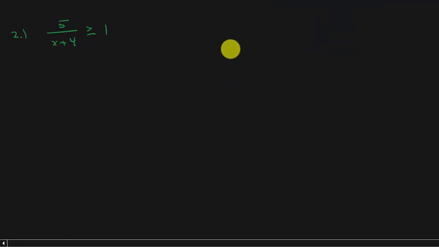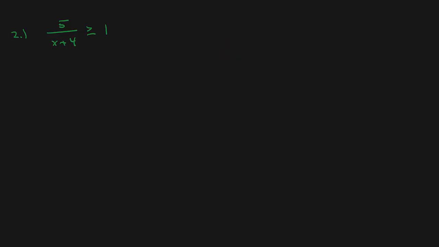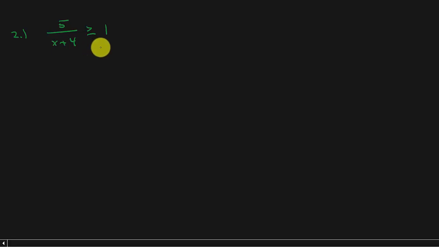So here we've got 5 over x plus 4 is greater than or equal to 1. All right, so here's the one where students struggle. So let's go through this step by step. Let's show all the work. We're going to subtract 1 from both sides. So I got 5 over x plus 4 minus 1 is greater than or equal to 0. And so what I need to do here is get a common denominator.